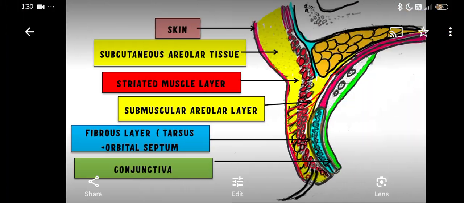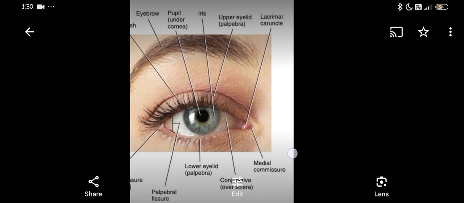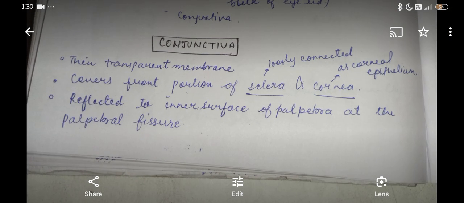Now we'll study in detail about the conjunctiva. What is conjunctiva? It is a thin transparent membrane. It covers the front portion of the sclera and cornea. On the sclera, it is present as a loose connective tissue, and at the cornea it is present as corneal epithelium. Next, it is reflected to the inner surface of the palpebra. Let us see this in the diagram. We have seen the palpebral fissure. The conjunctiva at the palpebra is called the palpebral conjunctiva.